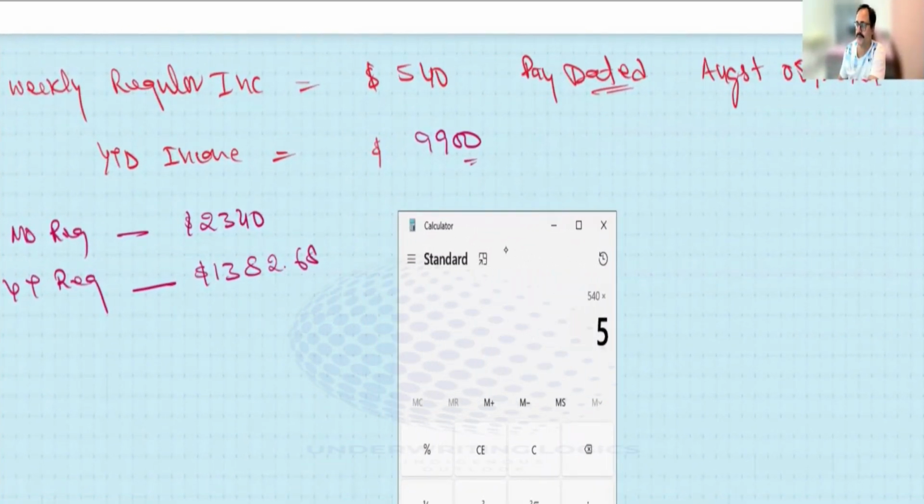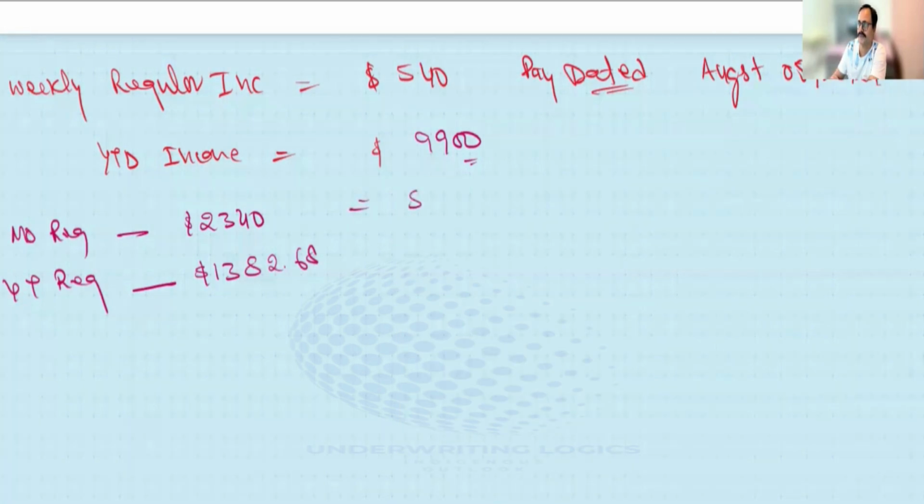540 into 52 divided by 12. 2340 is your answer. Weekly income 540 into 1 week is 540. So total 52 weeks divided by 12 is going to be your answer.